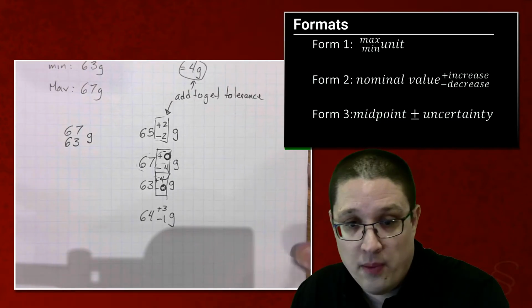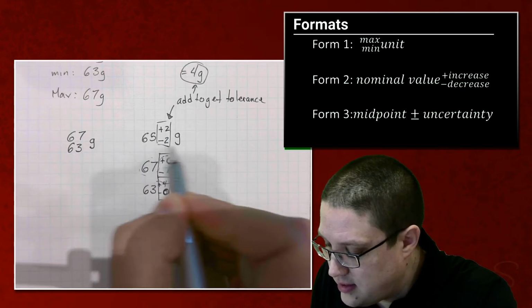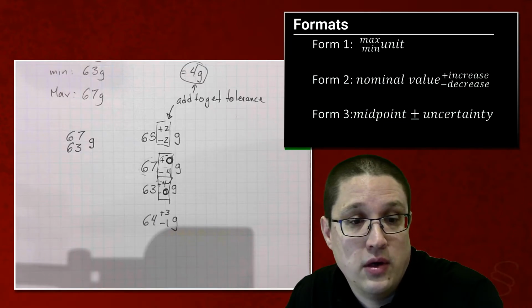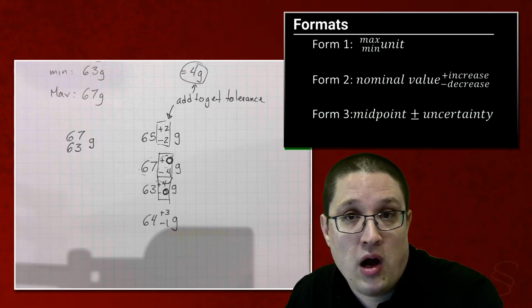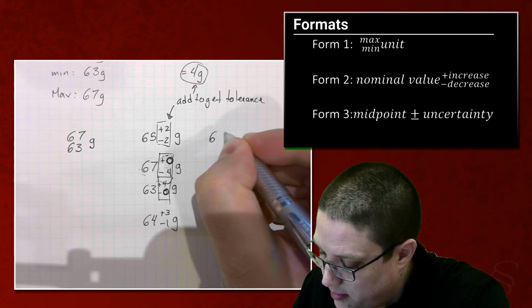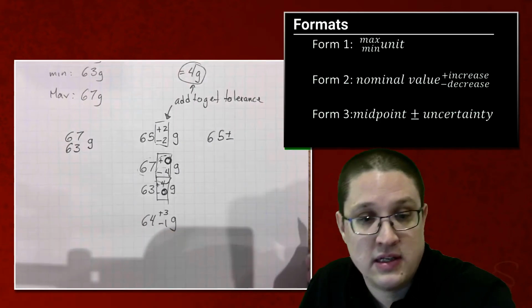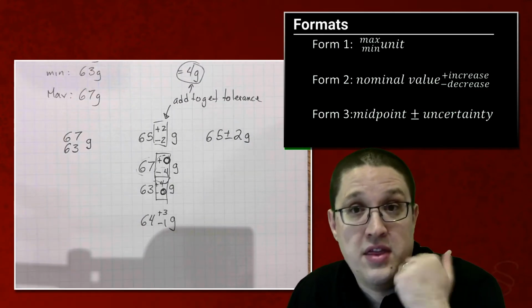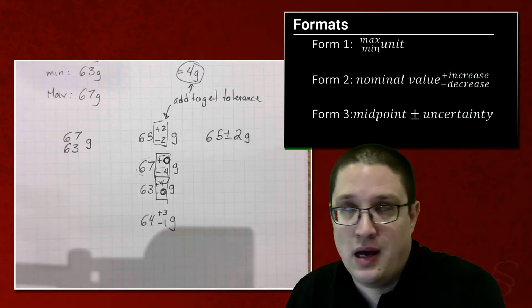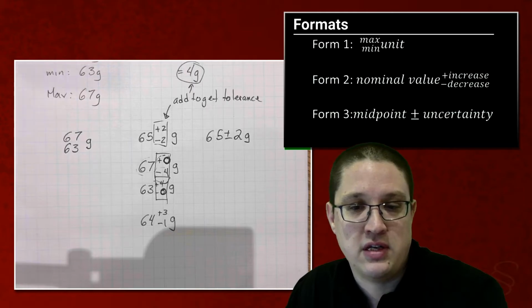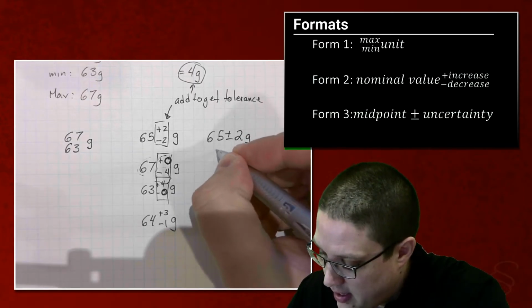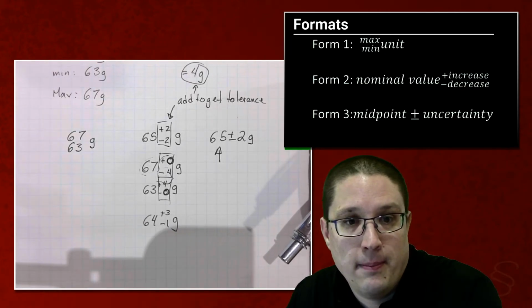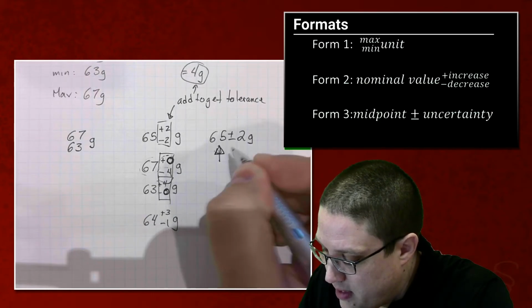Now the third form says, hey, look at this here. I have 65 plus 2 and minus 2. Well, I know that I can do that in a similar format to my uncertainty, so I could write 65 plus or minus 2 grams. This is useful because it is related to our measurement and uncertainty format. But what we have here is halfway between our maximum and our minimum. So this is what we call our midpoint.